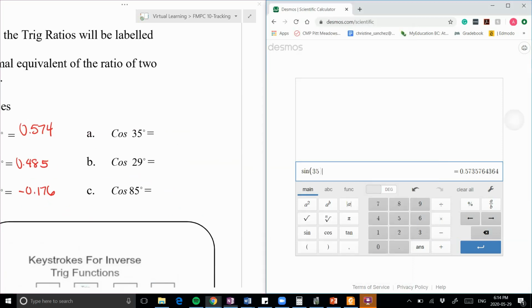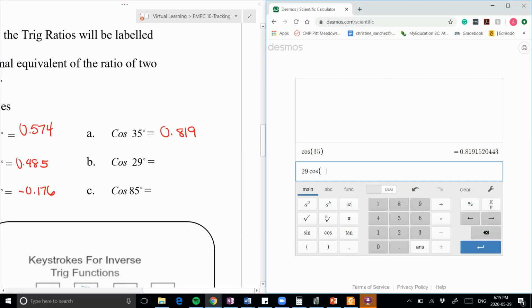So cosine. We're going to use the cosine button. Same idea though, right? We're going to go cos 35. So know what calculator you're using and know how that works. So 0.819, and because that's a 1, that's going to stay as a 9.